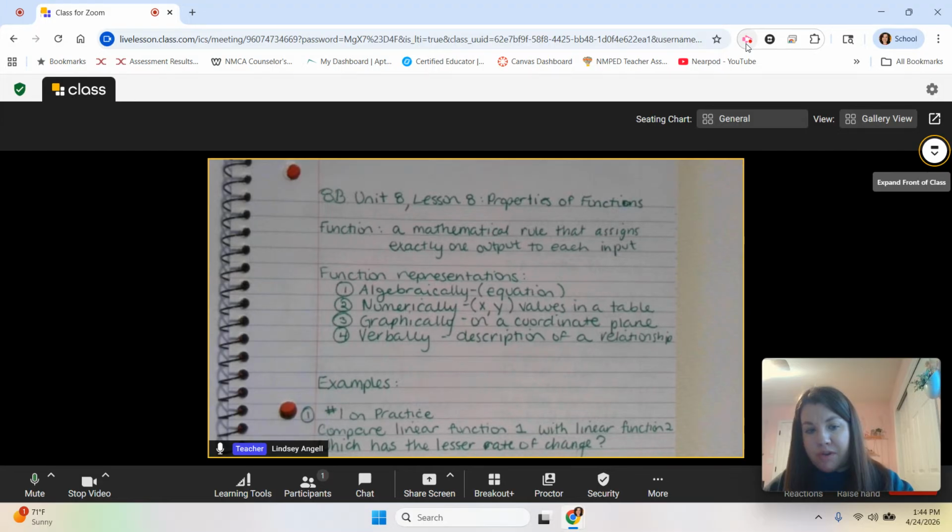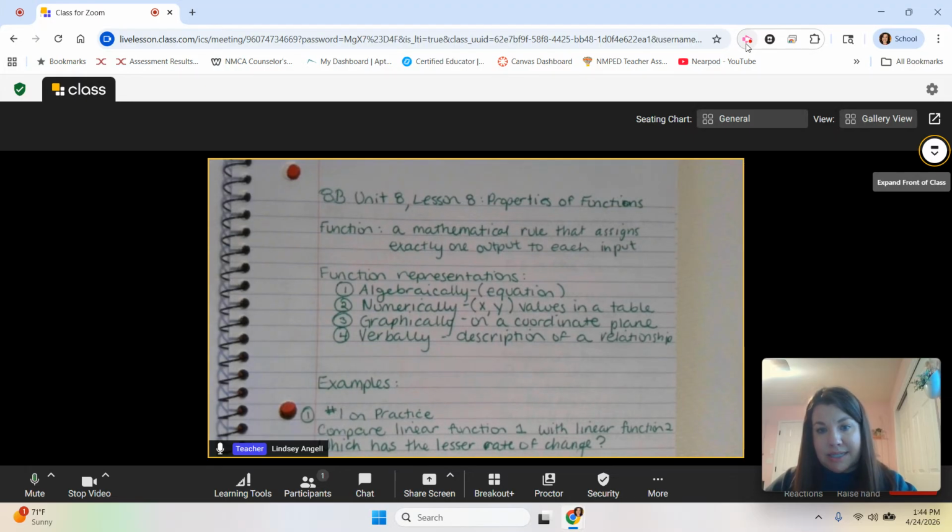Now there's 4 different ways that we've looked at functions throughout this unit. We've looked at them algebraically, so that's like in an equation. For example, y equals mx plus b. We looked at them numerically, so that's like with values in a table or in coordinate pairs. We looked at them graphically, which is like on a coordinate plane, and verbally, so a description of a relationship, like in word problems. Okay, so those are the 4 ways that we've looked at them.